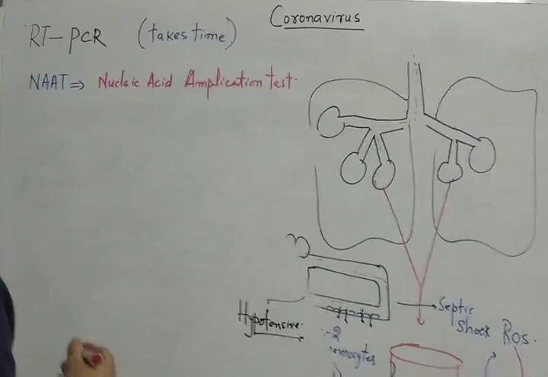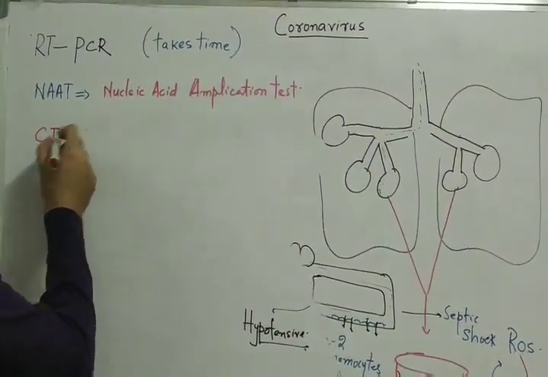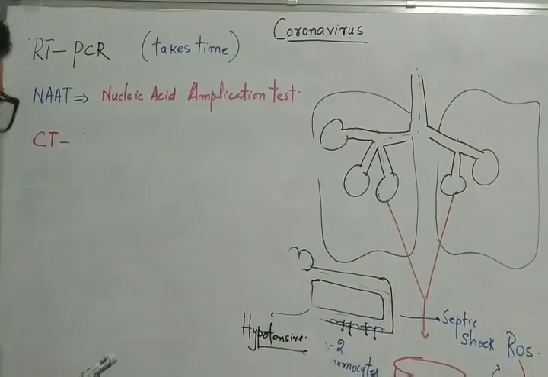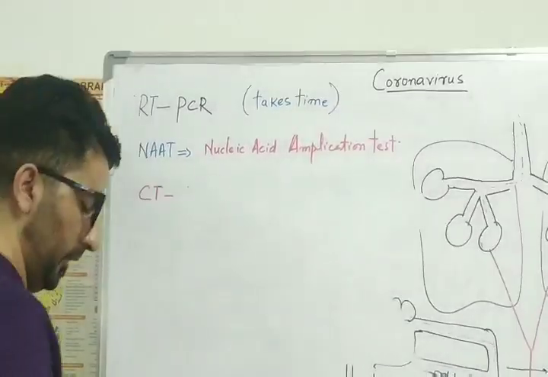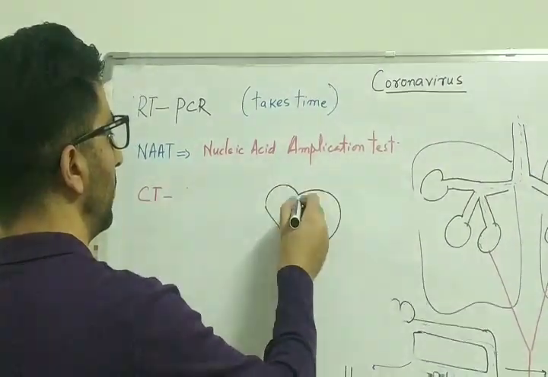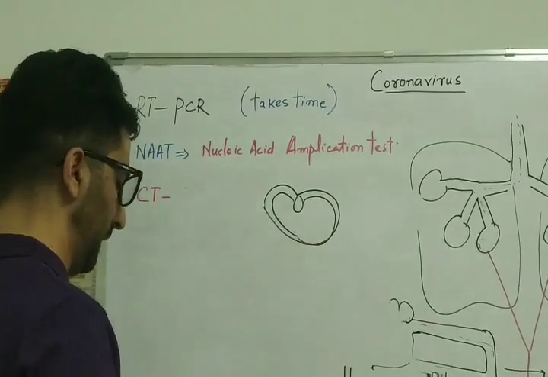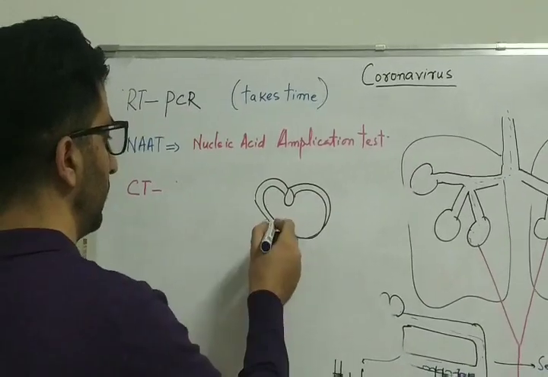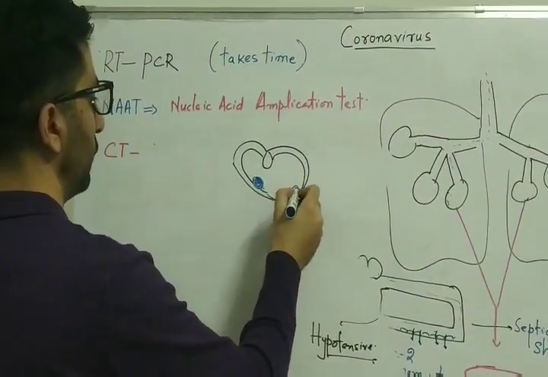There is another test, the CT test, as we all know. The CT is the best test. It gives 95% coronavirus detection. So, for example, this is our X-ray, and from the X-ray, we see small patches here.